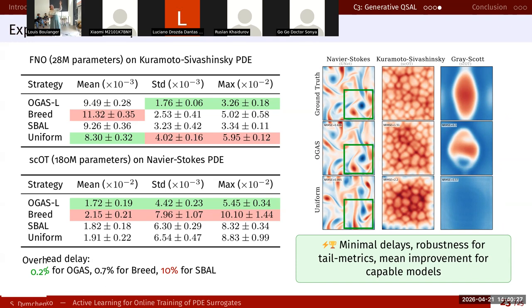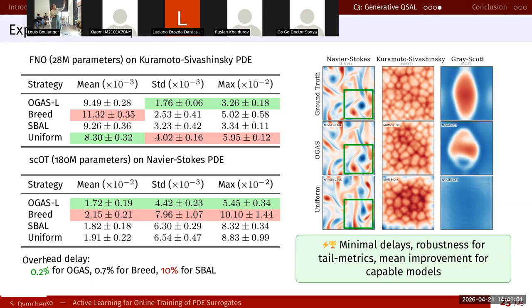As you can see, OGAS and other active learning methods decreased the average performance of the surrogate. As you can see, uniform has the best one because it's lower. Lower is better. Forgot to add it. But then when we look at the tail performance, every active learning method improves the tail performance, and OGAS is actually the best. And then for another PDE, Navier-Stokes PDE, it's a PDE which is used in computational fluid dynamics.